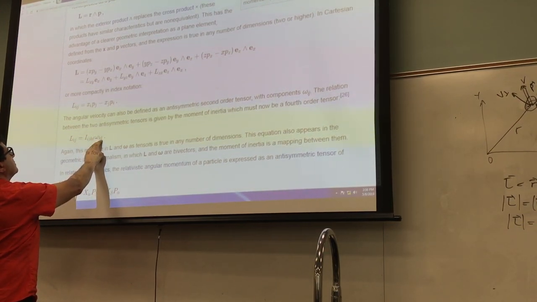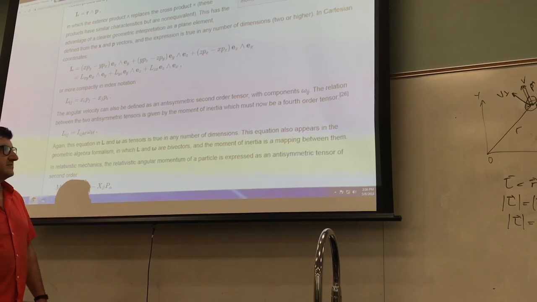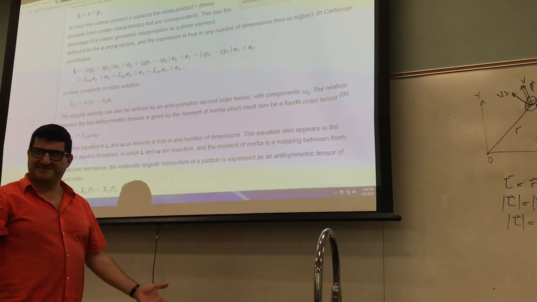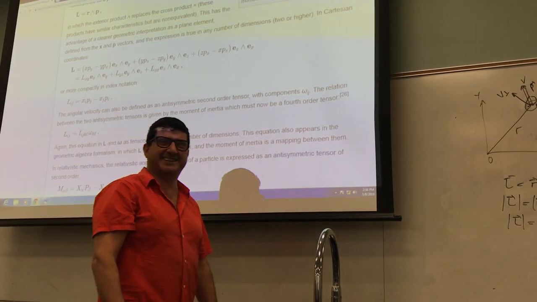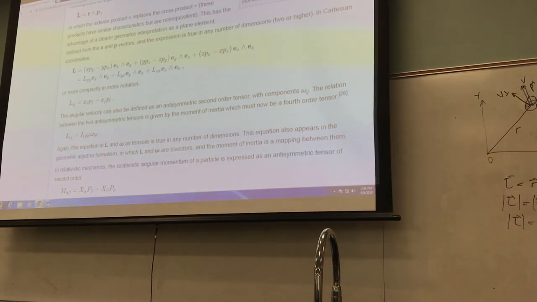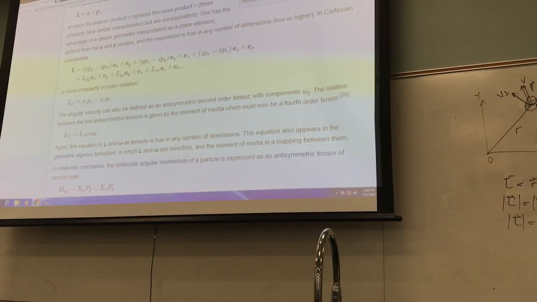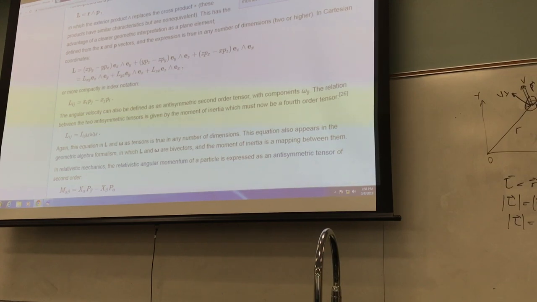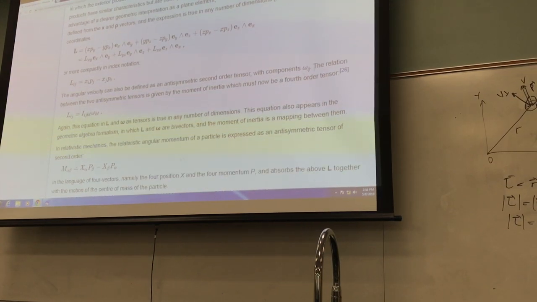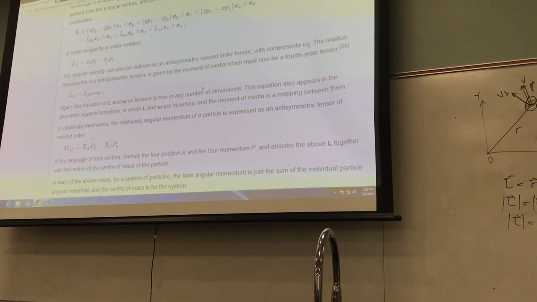Okay. What's a tensor? It's a tensor, yeah. What is that? It's a tensor on there. Well, Google. It's a matrix, essentially. So the angular velocity can be defined as the anti-symmetric second-order tensor. Okay. The relation between the two anti-symmetric tensors is given by the moment of inertia.